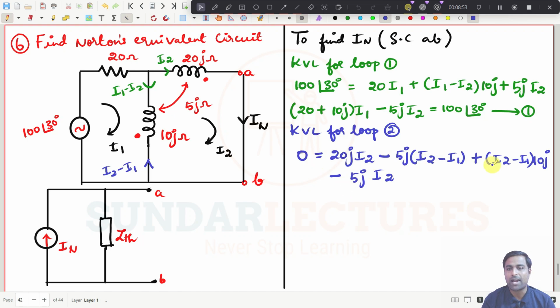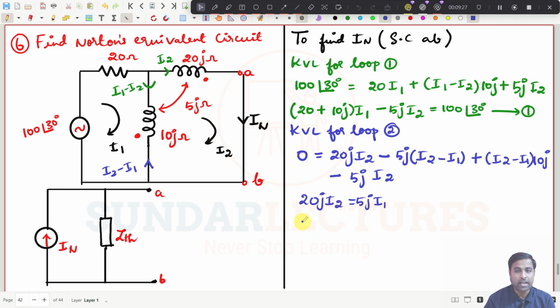See this one now. I have just completed for both coils, and I can easily find the equation for I1 in terms of I2. Straight away I can write it down here. I will just write this equation: you will get 20j I2 equal to 5j I1. If you simplify this, you will get this one.